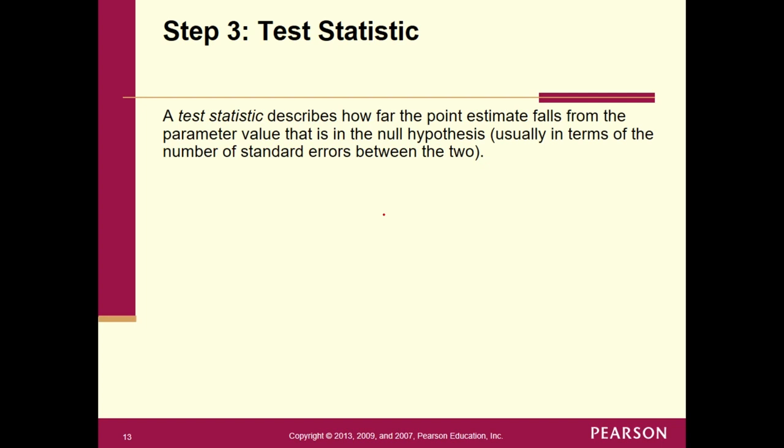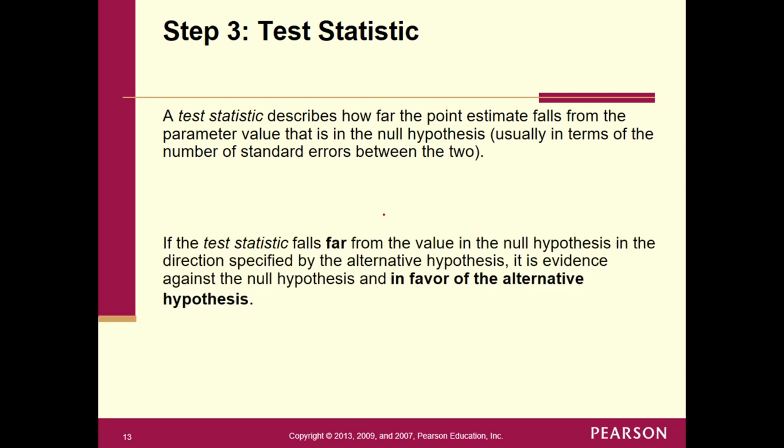So a test statistic describes how far the point estimate, so point estimates like p hat, remember point estimates are values of a statistic, and so things like the values of p hat or x bar, so things that are coming from our random sample, right? So a test statistic describes how far the point estimate falls from the parameter value that's in the null hypothesis. And how far away? Well, what have we been using as a unit of measurement? Standard deviations, or in this case standard errors. Okay.